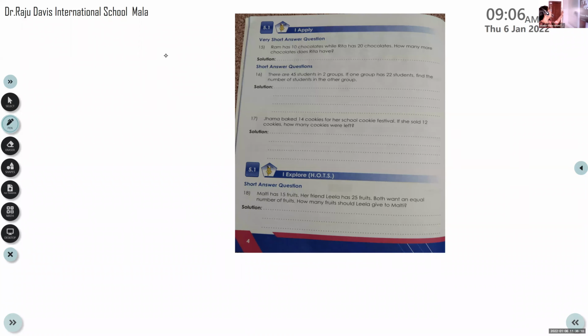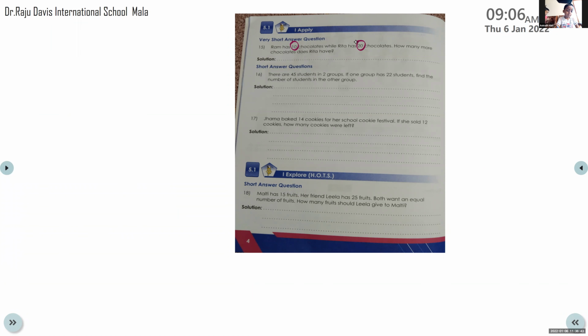So now please listen. Ram has 10 chocolates, while Rita has 20 chocolates. So here we can see there are two children, Ram and Rita, and they have some chocolates. How many chocolates are there with Ram? 10 chocolates. Now, Rita, how many chocolates? 20 chocolates.